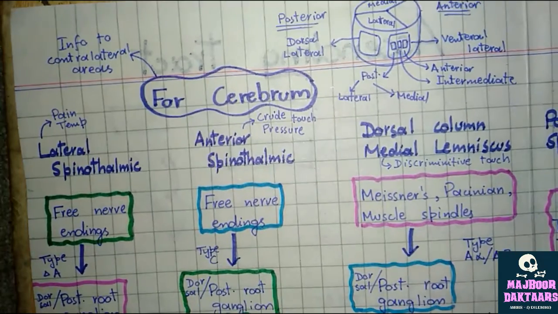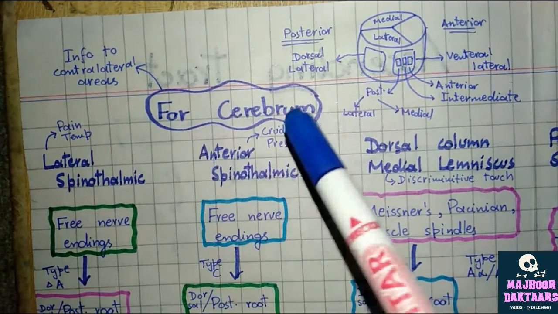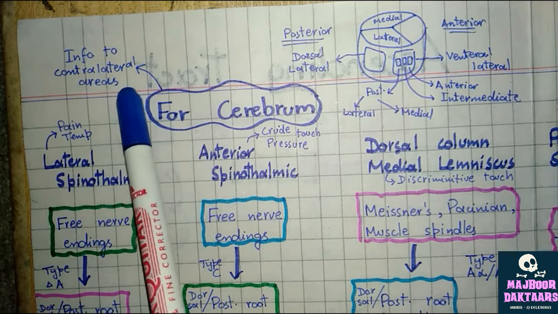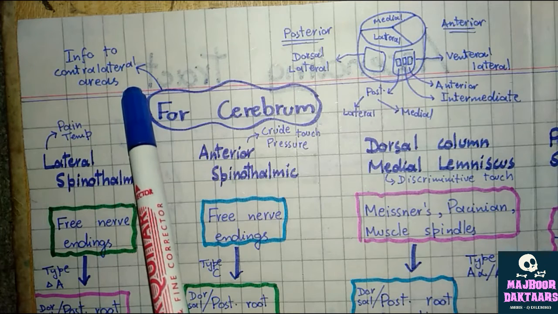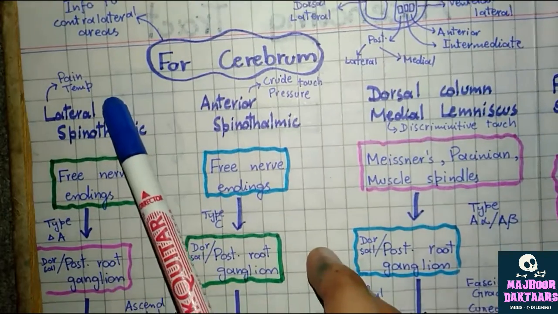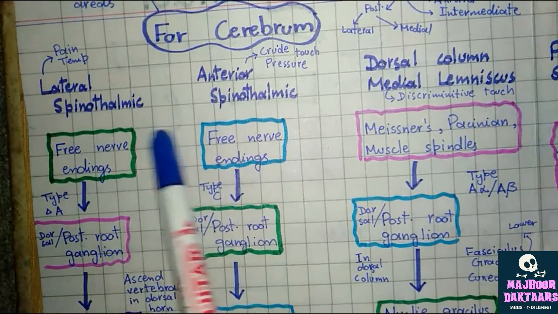Now, moving towards the tracts for cerebellum. Tracts for cerebellum conduct info to the contralateral area, meaning if a tract is taking info from the right side of the body, it will deliver the info to the left area of the brain. We'll see that in a minute.